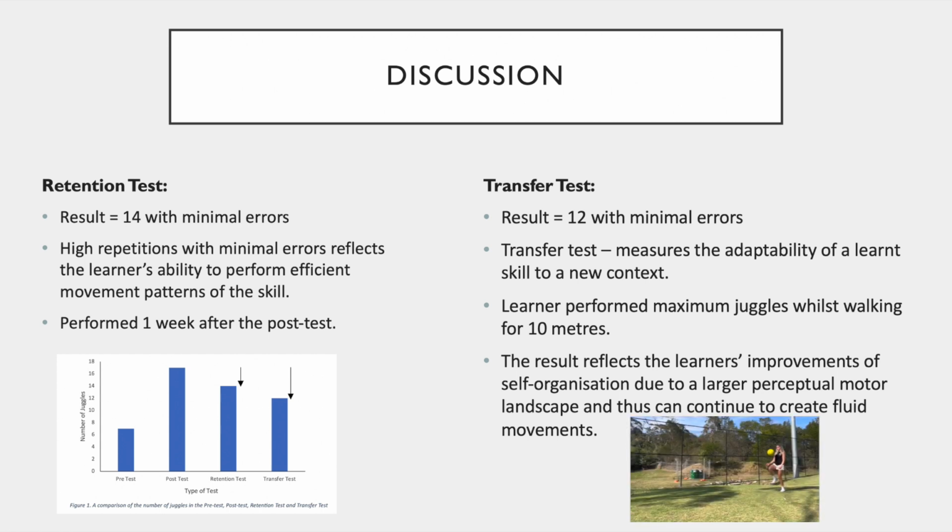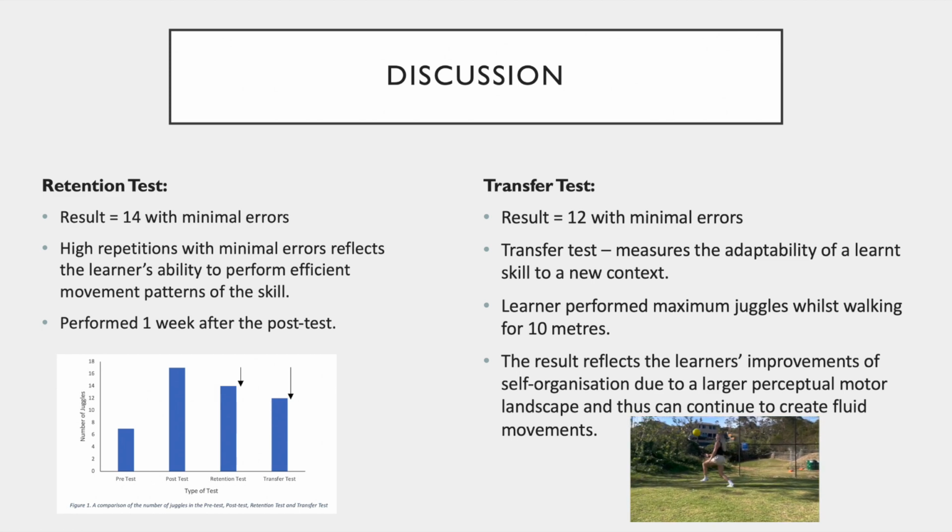For the transfer test, the learner aimed to complete as many juggles as possible whilst walking for 10 meters and achieved a score of 12 repetitions. This reflects the learner's ability to self-organize due to a greater perceptual motor landscape.